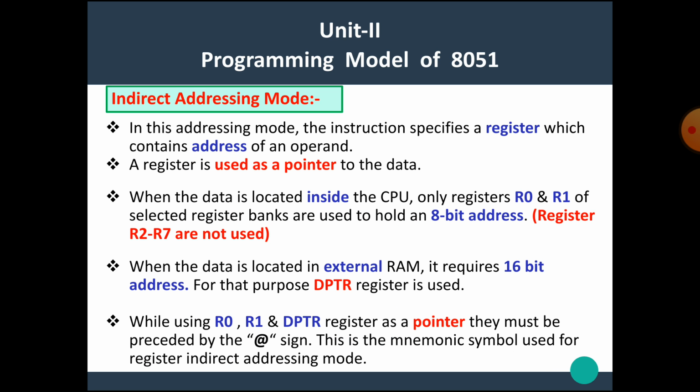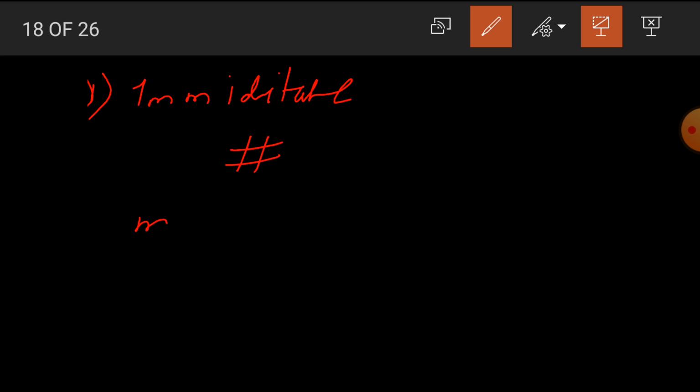Okay, let's take a short look at the addressing modes. First of all, let's see the immediate addressing mode. In immediate addressing mode, we use the hash sign. For example, MOV A, #20H. That means load the data 20H directly into the accumulator.